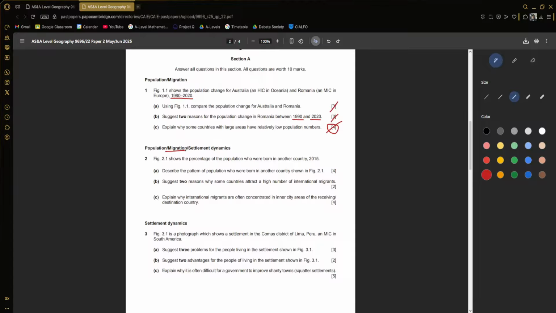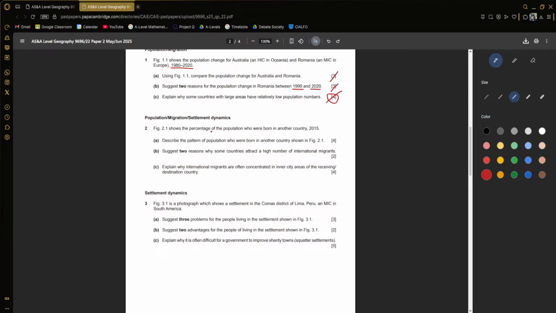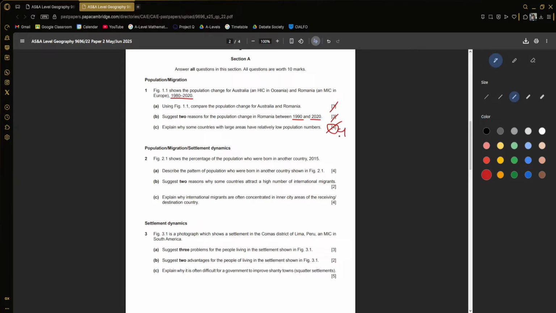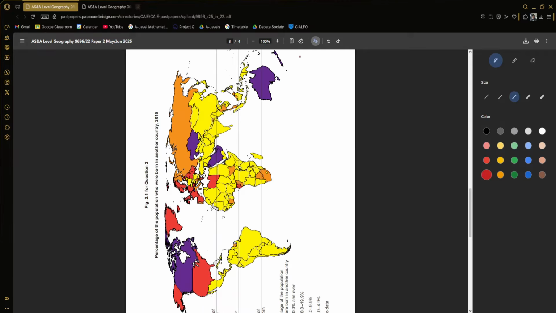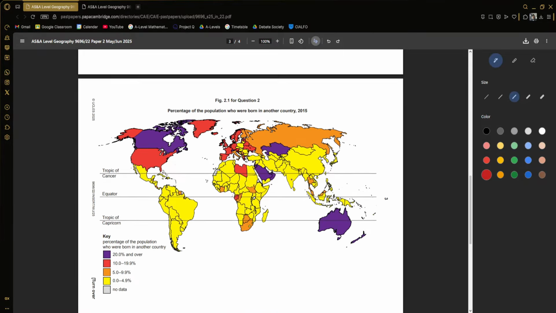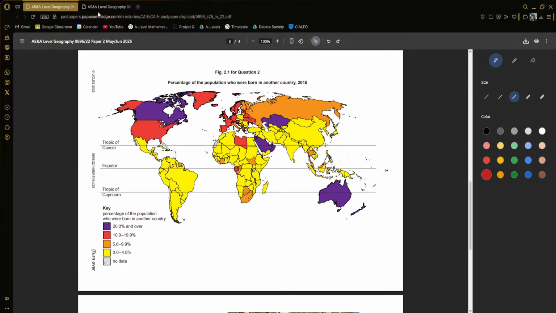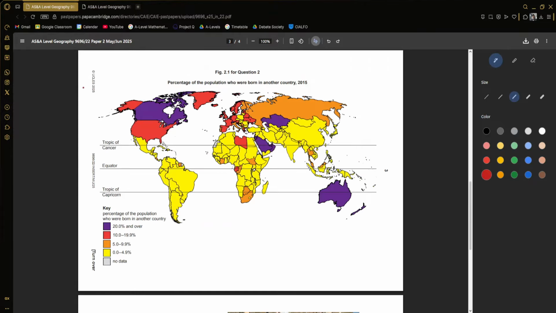For the next question, which should be migration, but as a combination of 3, Fig 2.1 shows the percentage. Oh, sorry, by the way, this one I got 9 out of 10. Fig 2.1 shows the percentage of the population who were born in another country in 2015. So it's your second graph now, or diagram. And it's basically showing the number of migrants in a country, essentially the percentage of migrants. And it wants you to describe a pattern. And you basically just use the diagram, right? Because that's all you can use.